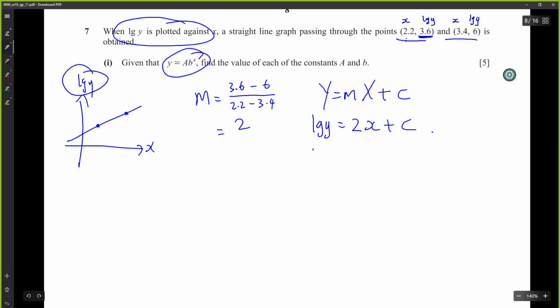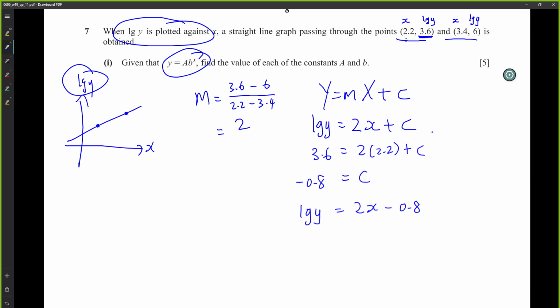Because what? I will sub the 3.6 like this. Because 3.6 itself is a coordinate for log y. So my x is 2.2. Then I can get my c over here. It is 3.6 minus 4.4. So it's negative 0.8, right? Yep, negative 0.8. Alright, then I will rewrite my whole equation. Log y equals 2x minus 0.8. Okay, because the question wants me to do something like this.